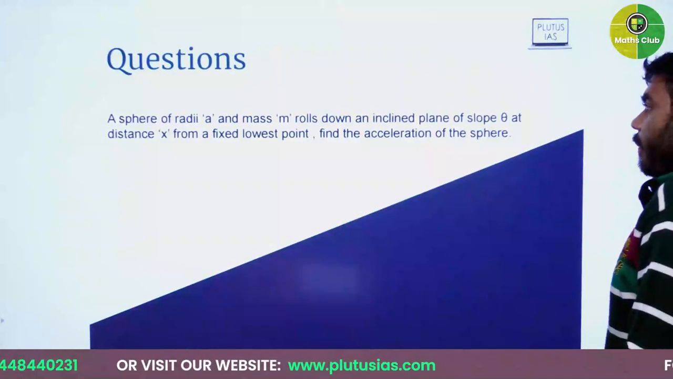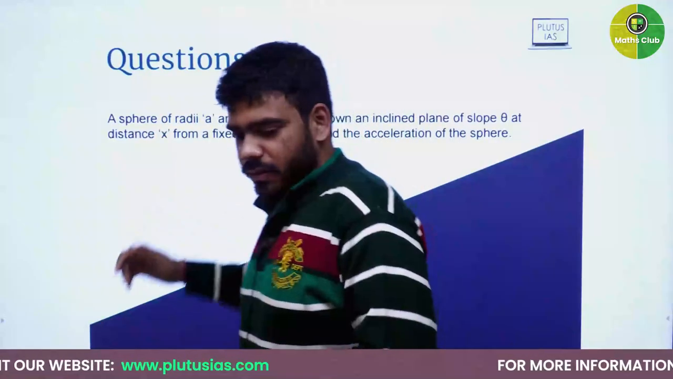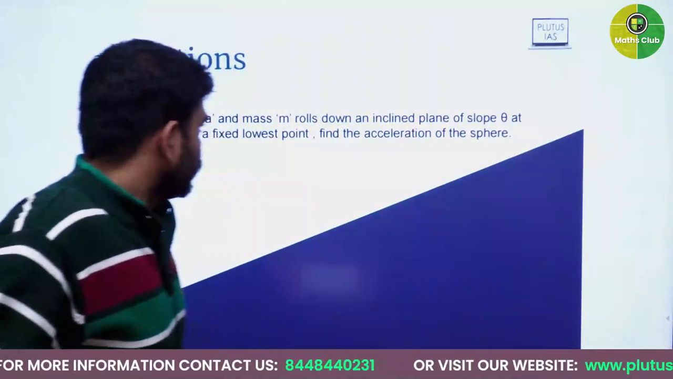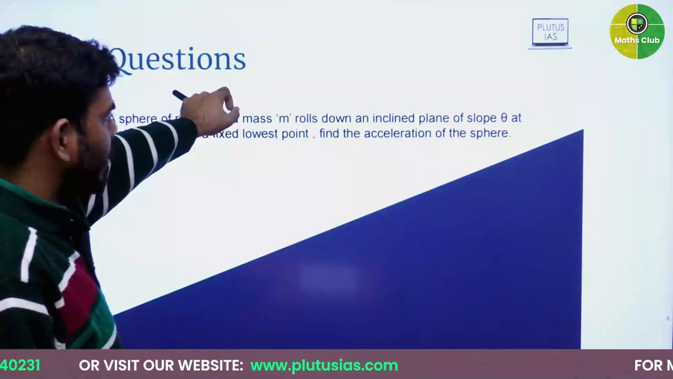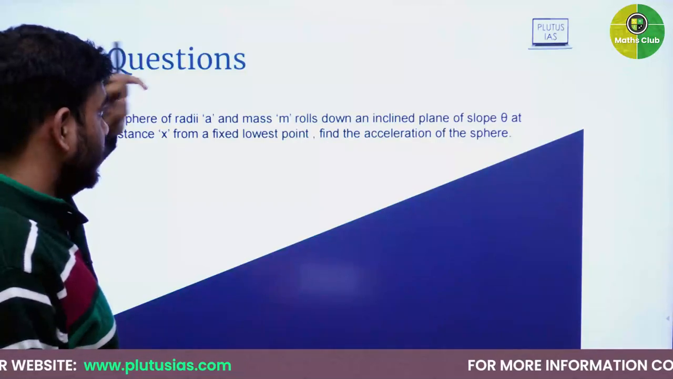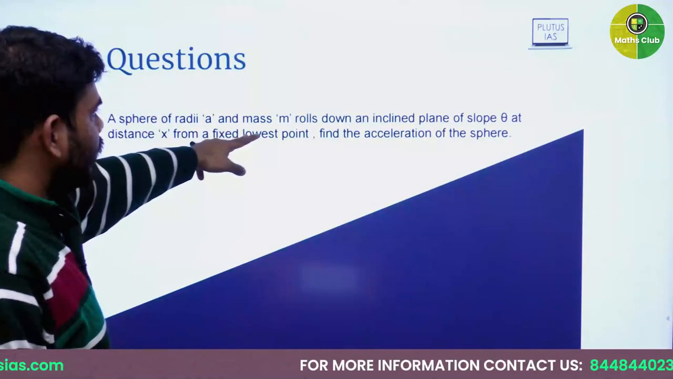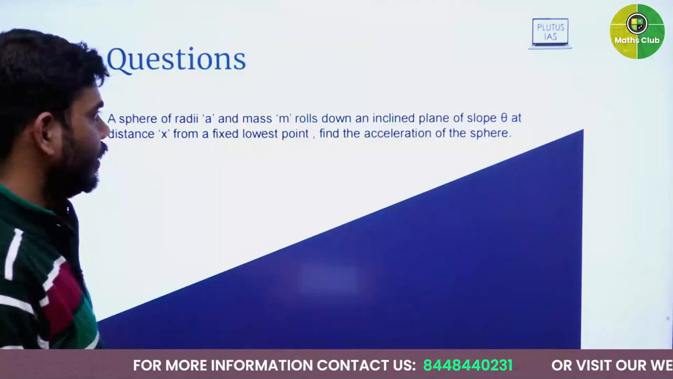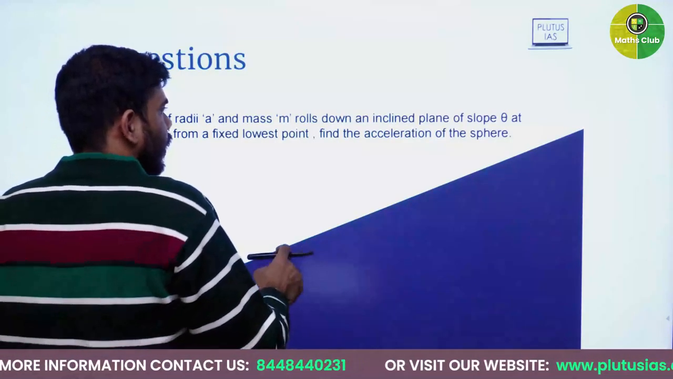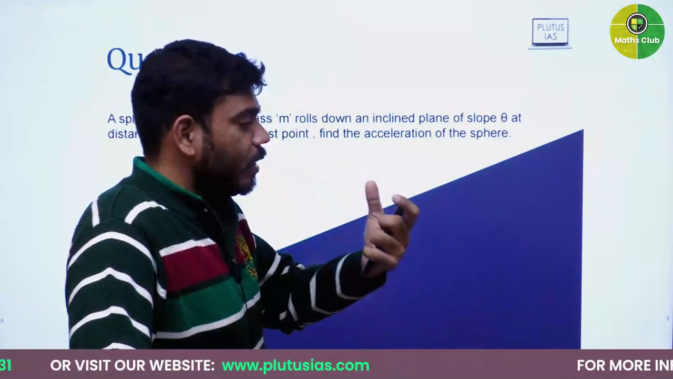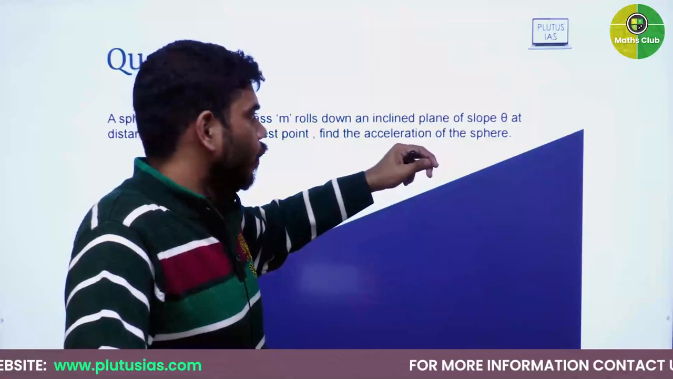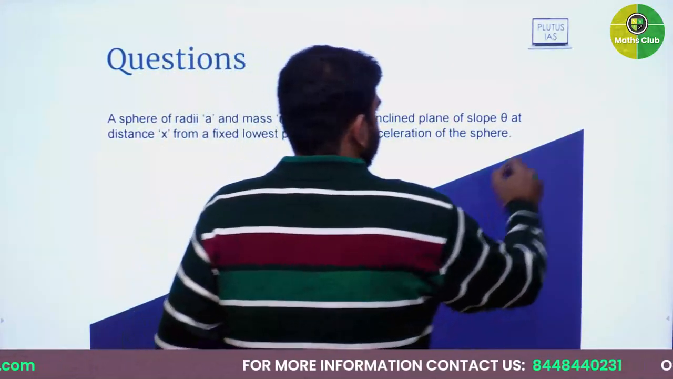So let us see how to do this. This is a previous year question; we will solve these previous year questions to get a knack for how we apply this equation and find the final answers using the Lagrangian equation. The first question is: a sphere of radius I and mass m rolls down an inclined plane of slope theta at a distance x from the lowest point. Find the acceleration of the sphere. Right. The first thing to consider is that we can find the solution from basic mathematics also. The question is actually very simple.